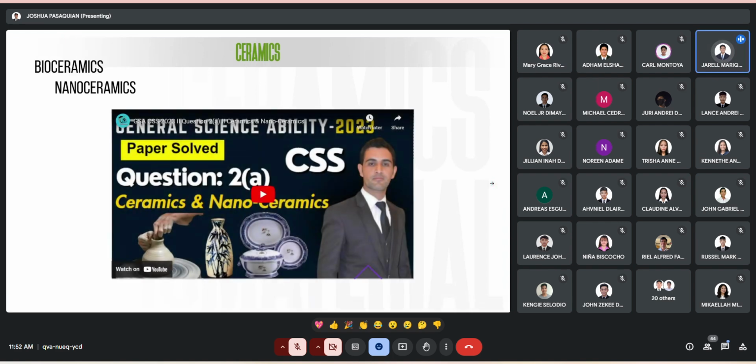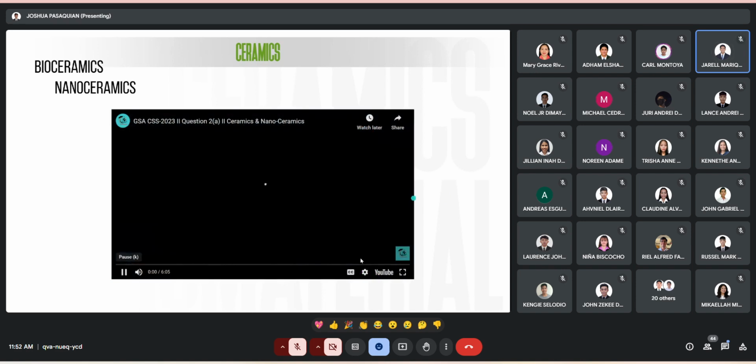Lastly, we have the nanoceramics. With a much smaller particle size, these materials offer a larger surface area, increased porosity, and enhanced surface reactivity. Nanoceramics are being used in various medical applications, including implantology, drug delivery, and cancer therapy, and even gene therapy. There's a video explaining nanoceramics.